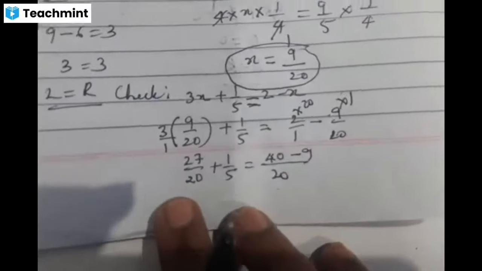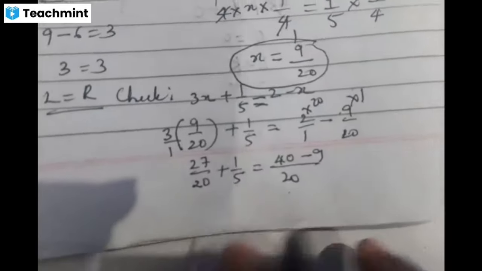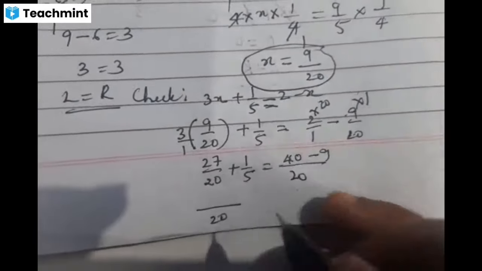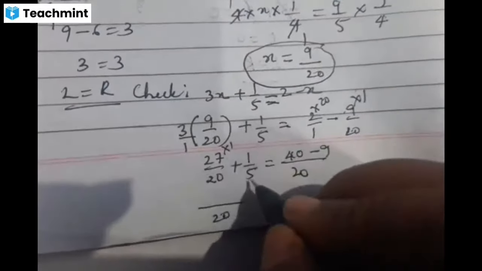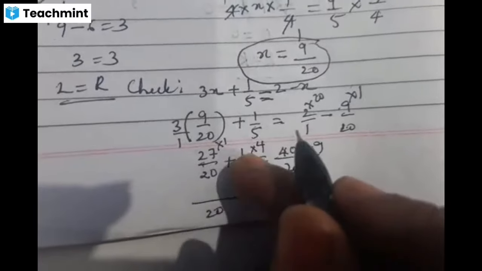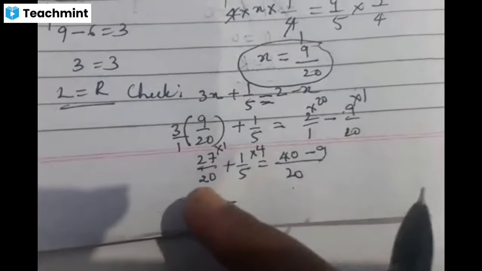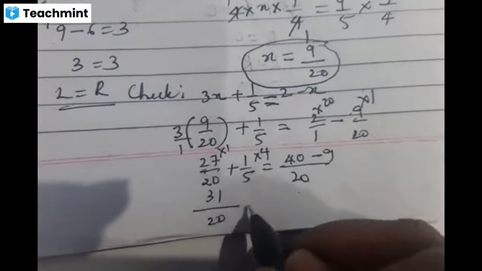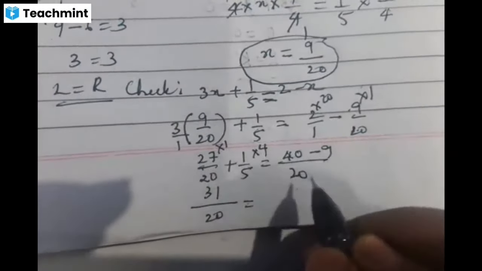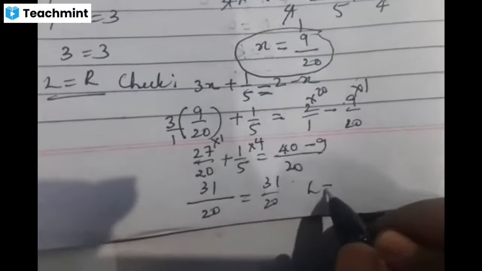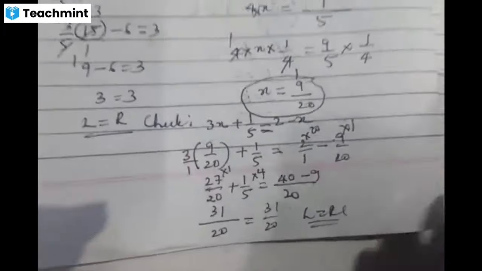Now come to the left hand side, children. Here you have 20 and 5. What is the LCM for 20 and 5? 20 again. 20 ones are 20. 5 fours are 20. 27 ones are 27. 1 fours are 4. 27 plus 4 will be 31, which is equal to 40 minus 9 is 31 by 20. Here also we get LHS is equal to RHS. Hence we have checked the answer.